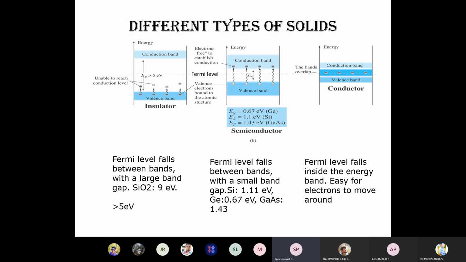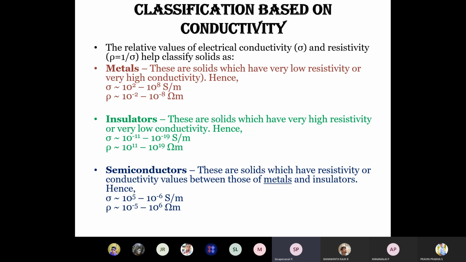But we are going to discuss the semiconductor only, so you should know about those things. Germanium, silicon, and gallium arsenide are the important ones. When you discuss problems, use the energy gap values for germanium, silicon, or gallium arsenide: 0.67 electron volt, 1.1 electron volt, and 1.43 electron volt. These are the values for the different material conditions.